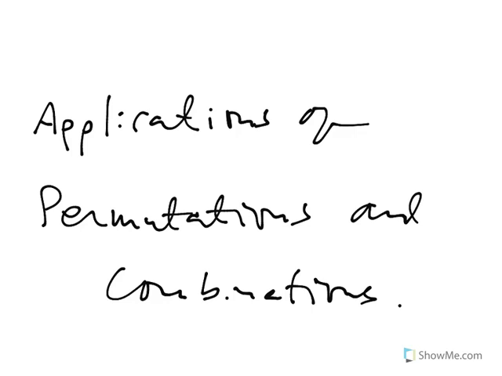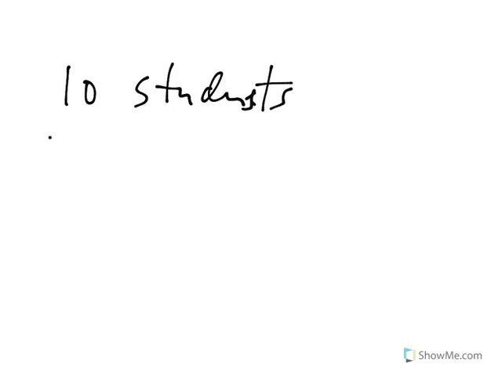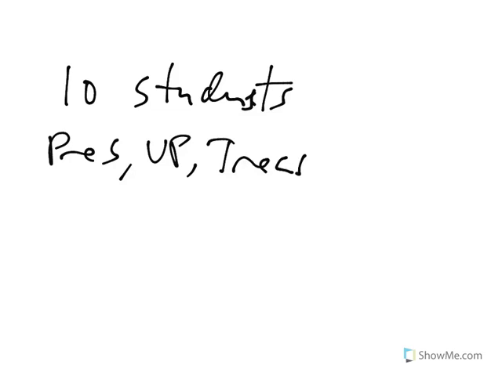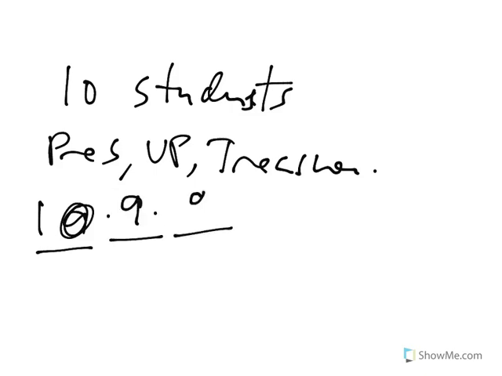Permutations and combinations can be used in various real-world situations. A common example is where you have 10 students and you want to pick a president, a vice president, and a treasurer. Well, there are 10 students that can be chosen for president, and 9 students left, because the same person can't be both, to be vice president, and 8 left to be treasurer, which is 720.